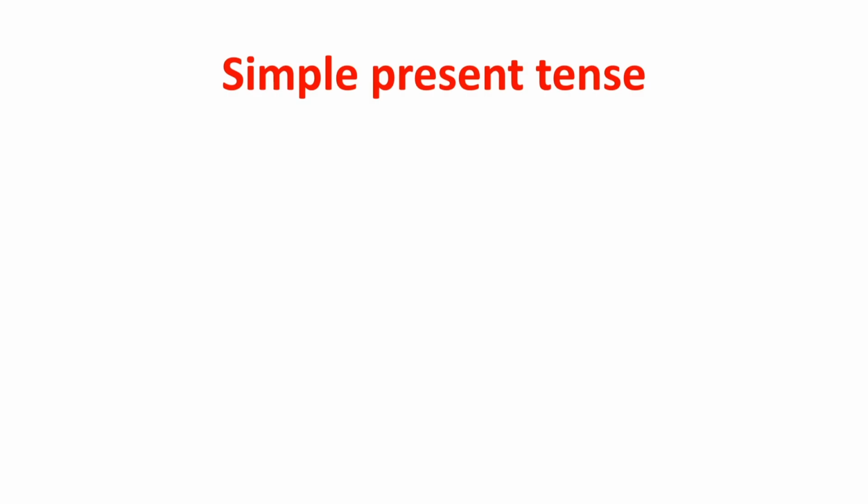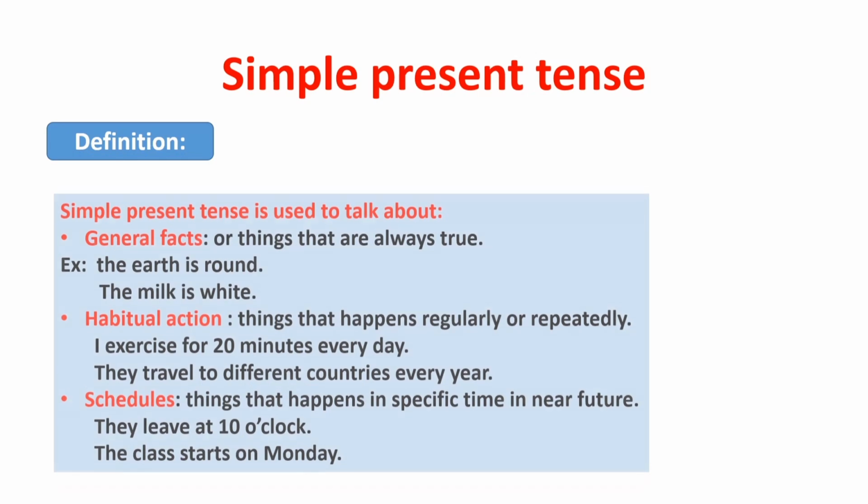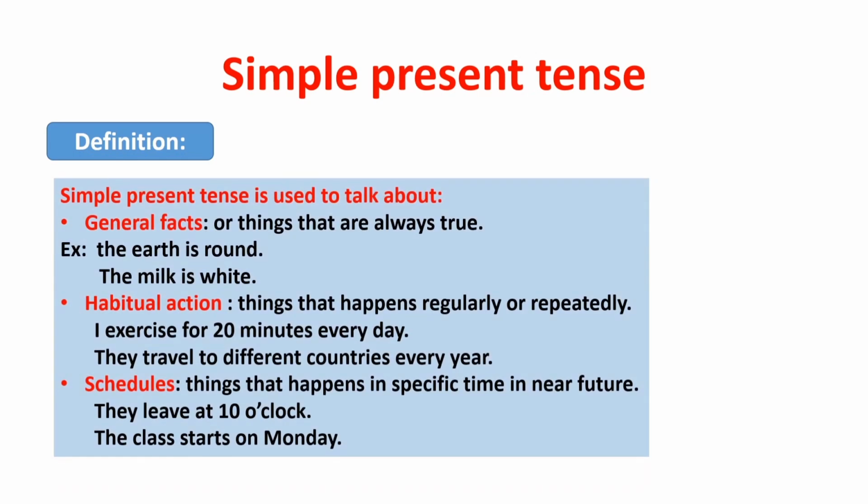So today we are going to discuss the simple present tense. First of all, let's talk about the definition. The simple present tense is used to talk about general facts, habitual actions, and schedules. What's a general fact? General facts are things that are always true, for example, the earth is round or the milk is white. These are true all the time.